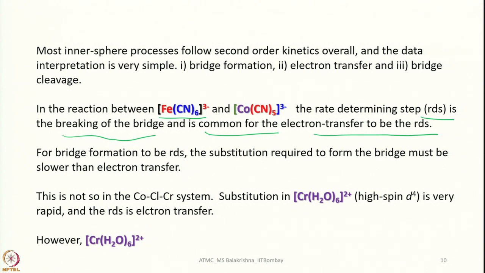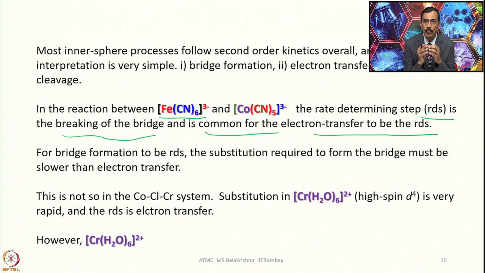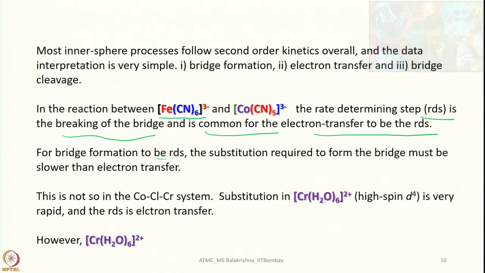It is obvious that step is very slow, where we have an opportunity to study or measure the rate of that reaction. For bridge formation to be the rate determining step, in case the bridge formation is the deciding factor, it is a slow step, and the substitution required to form the bridge must be slower than the electron transfer.